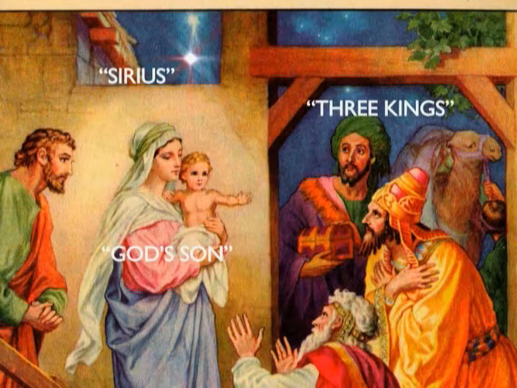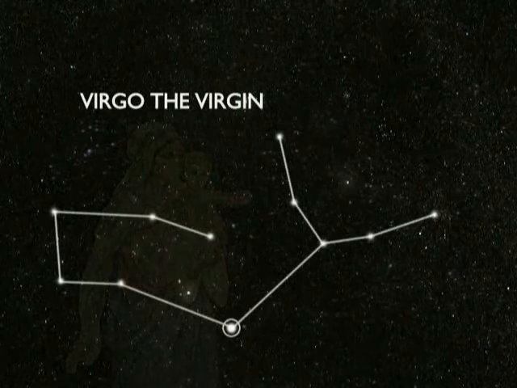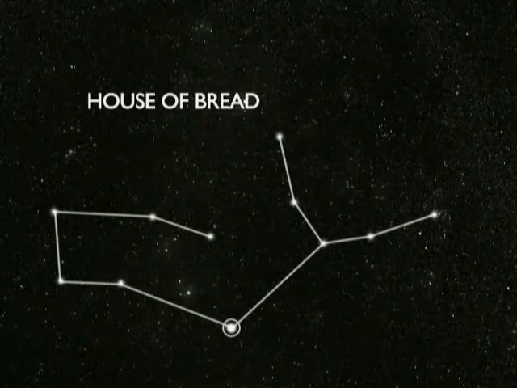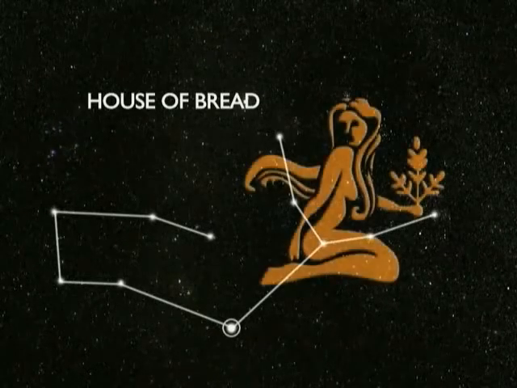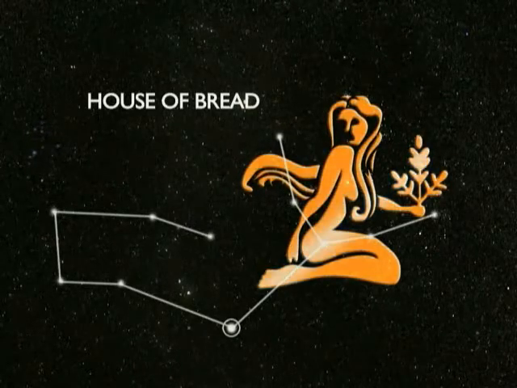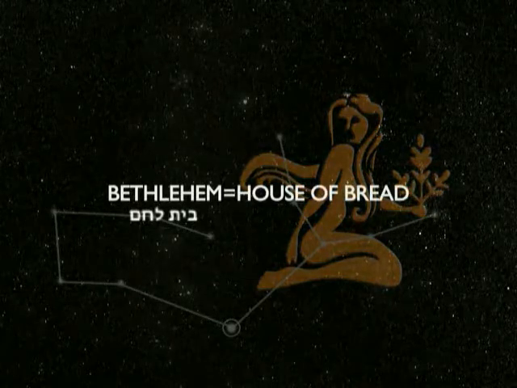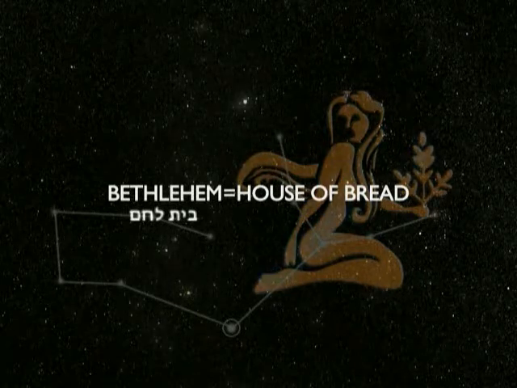The Virgin Mary is the constellation Virgo, also known as Virgo the Virgin. Virgo in Latin means virgin. Virgo is also referred to as the house of bread, and the representation of Virgo is a virgin holding a sheaf of wheat. This house of bread and its symbol of wheat represents August and September, the time of harvest. In turn, Bethlehem, in fact, literally translates to house of bread. Bethlehem is thus a reference to the constellation Virgo, a place in the sky, not on Earth.